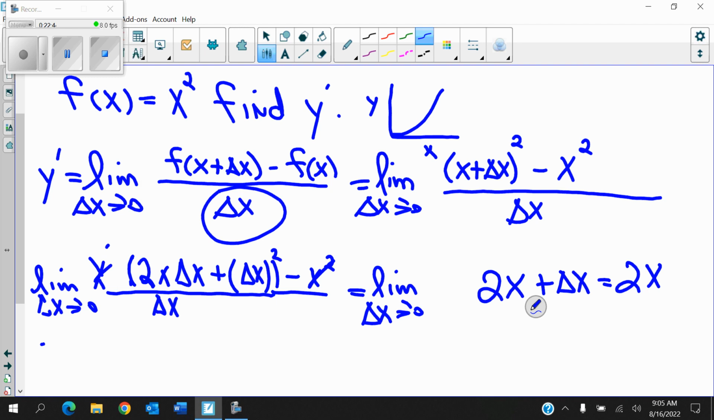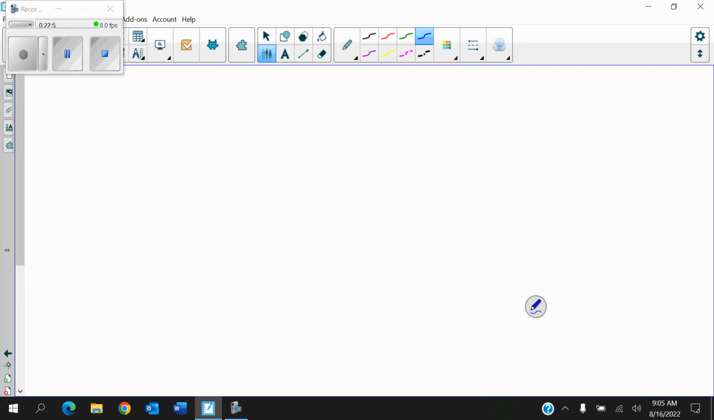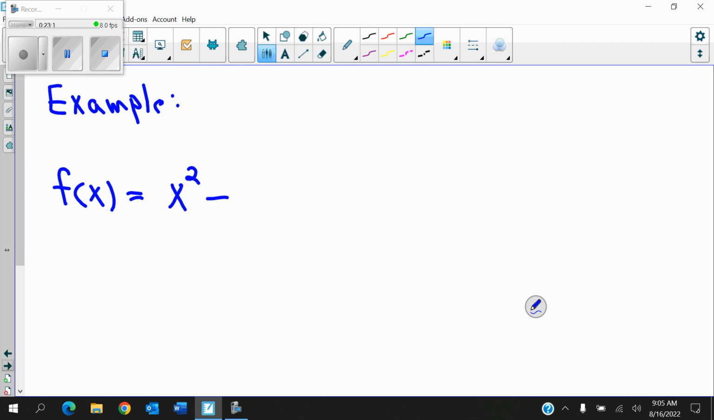Sorry for this bunch of moves. See that? So here's our answer. A little bit of algebra. Example. Let's do f of x equals, oh gosh, x squared minus x plus 5. And we want to find y prime.